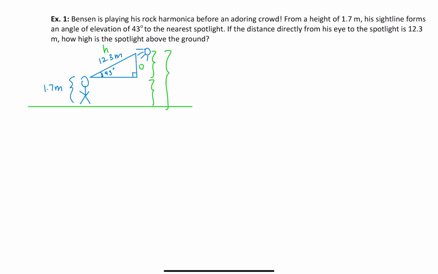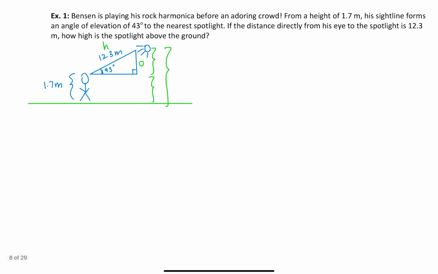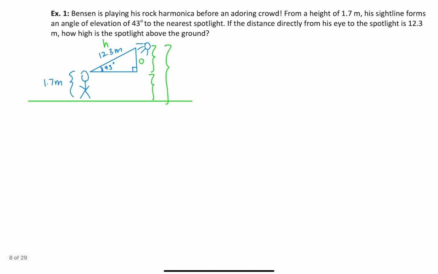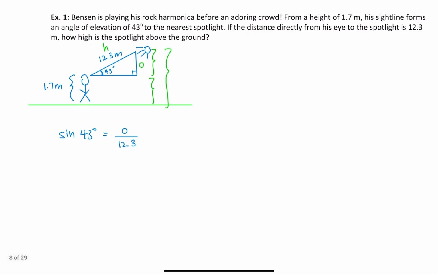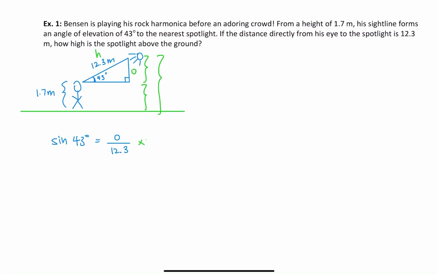Okay, so if we're given our opposite and we're given our hypotenuse, we're going to then use sine, because sine is opposite over hypotenuse. So sine of 43 degrees is equal to opposite over hypotenuse. And we know that our hypotenuse is 12.3. So in order to find the opposite side, we're going to multiply both sides by 12.3.